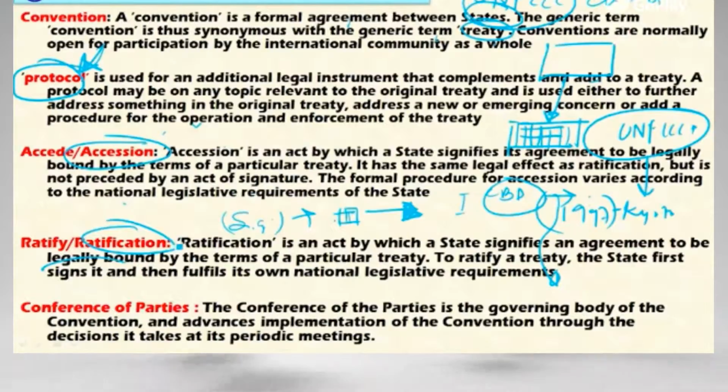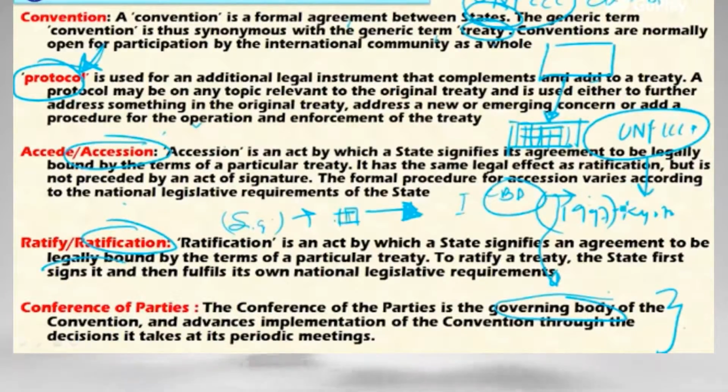And the Conference of Parties. The Conference of Parties is the governing body. This is the managerial body of the convention and advances its implementation through the decisions it takes at periodic meetings. The Conference of Parties are the member countries. The member countries form a governing body through their representatives, and these representatives take important decisions related to the convention, how best it can be implemented, and what structures can be formed for implementation. They also monitor the progress of the convention. Through the Conference of Parties, the convention is made successful.